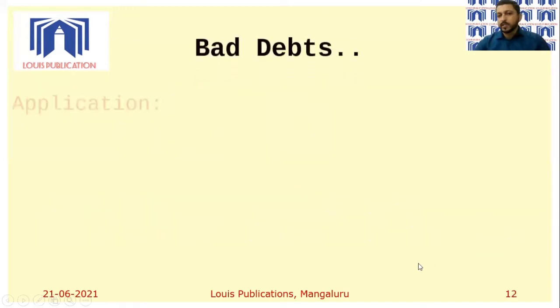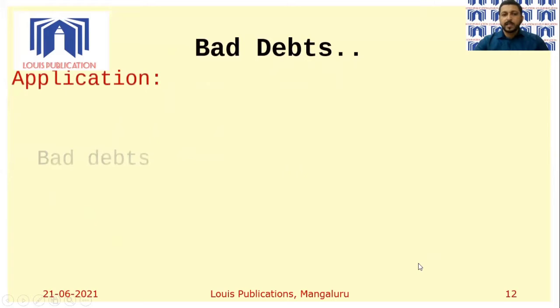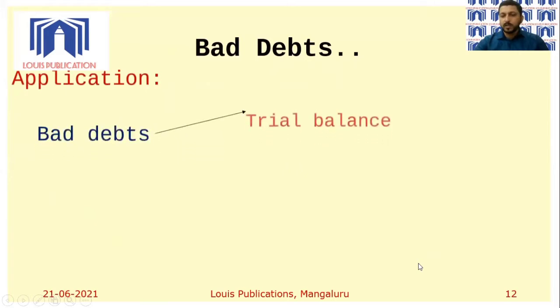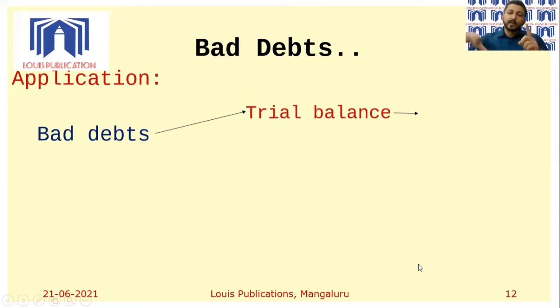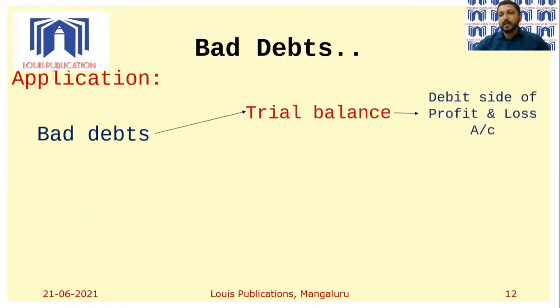So as usual, let's understand the application of bad debts. Bad debts can be given to you in the trial balance. If given in the trial balance, there is only one effect. It is already deducted from debtors in the balance sheet. So only one effect, and that effect will be bad debts will be shown on the debit side of the profit and loss account. And this is the profit and loss account, not the trading account.